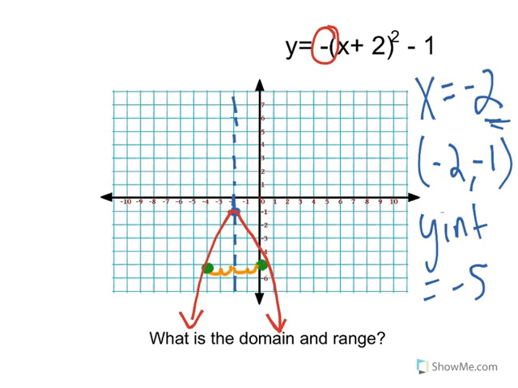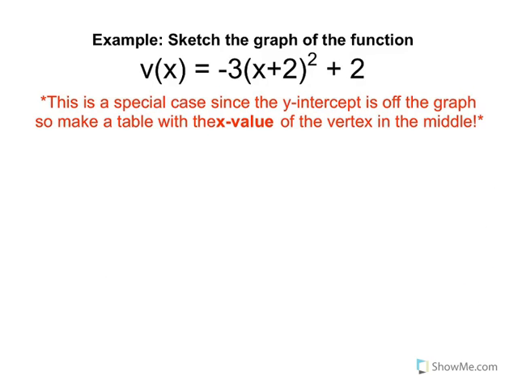So let's look at another example now. This one's a special case, so our function is y equals -3 times quantity of x plus 2 squared plus 2. The reason this is a special case is because the y-intercept is going to go off the graph. So to fix that, like we did with standard form, we're just going to make a table. But just like with standard form, we always want to find that x value first, that axis of symmetry. Always what we're going to start with.